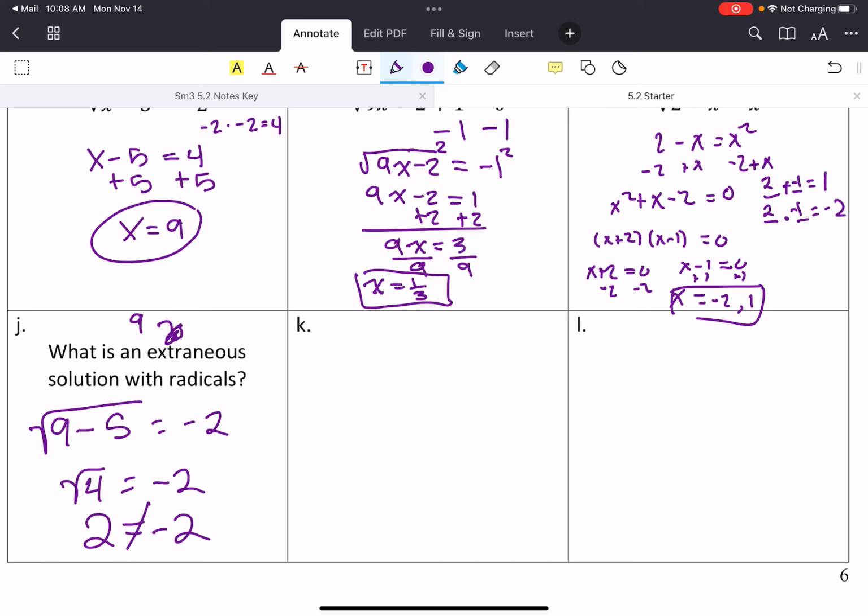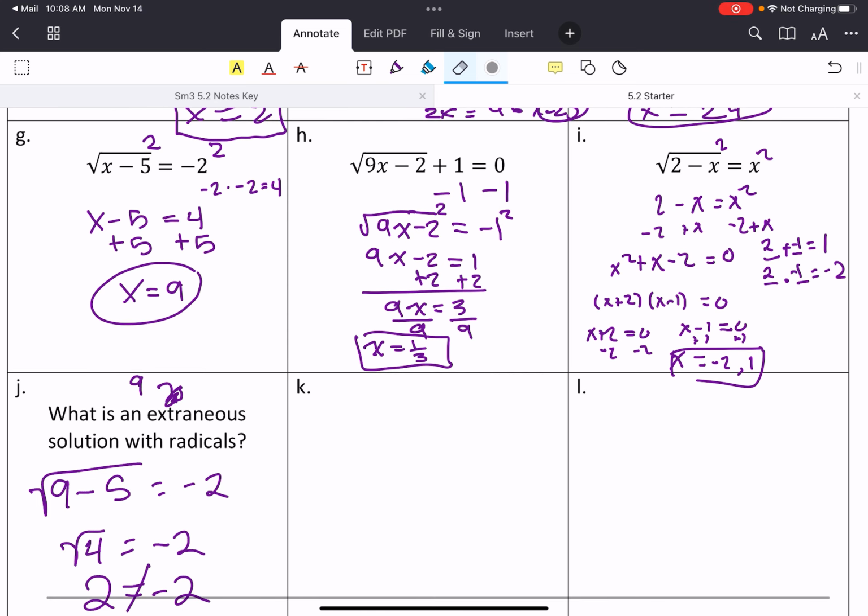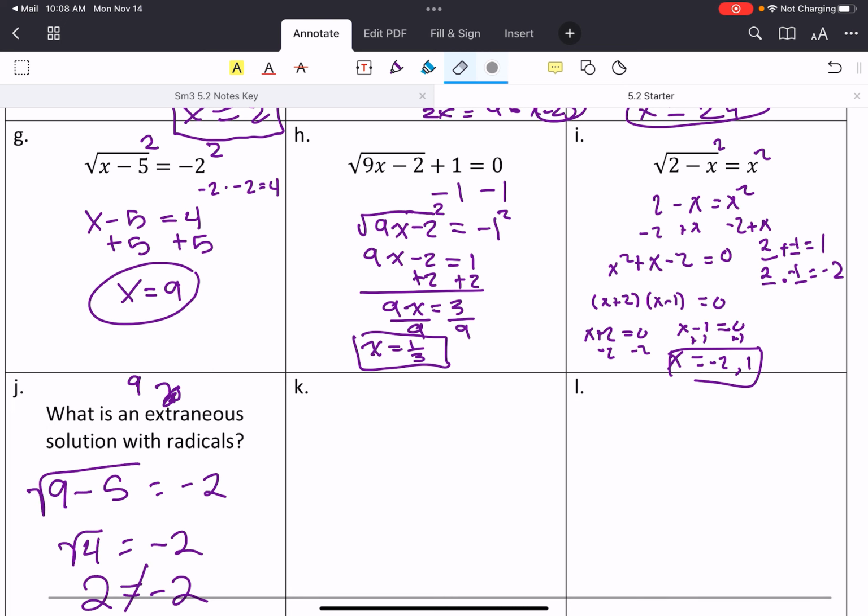So just like with our rational equations, when we got our excluded values, we had to check our solutions with our excluded values to decide if they were extraneous solutions, right? If our excluded value was 4 and our solution was 4, then that was an extraneous solution, okay? This time, we're taking our solutions and plugging them back into our equation to see if they work. So for h, I want you to take 1/3, plug it back in for x, and solve. Does it work?